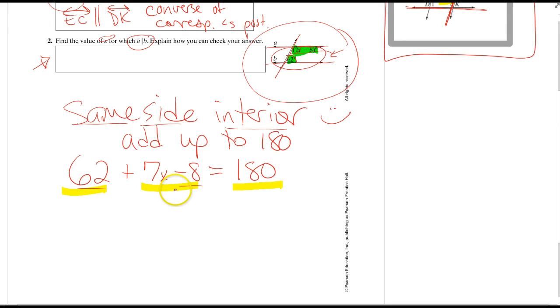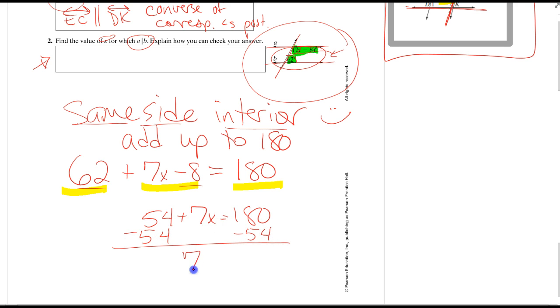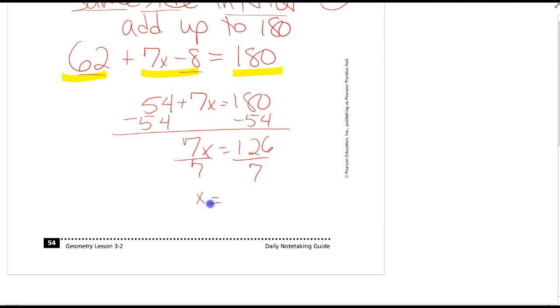So now let me combine my like terms. I get the 62, take away 8. That's on the same side of the equal sign, so I can combine them. And I'm left with 54 plus 7x equals 180. Subtract 54 from both sides, and I've got 7x equals 126. Divide both sides by 7, and x has to be 18.